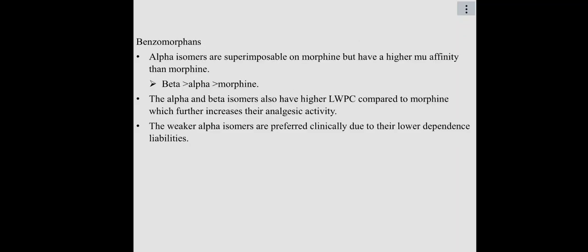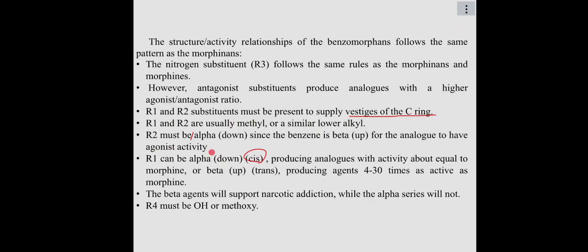Okay, let us just go through it. I can't correct here. R1 and R2 must be present to supply vestiges of ring C. R1 and R2 are usually methyl or a similar lower alkyl group. So mainly they are very small alkyl groups, because if you introduce huge alkyl groups, it will introduce steric hindrance and therefore no activity.